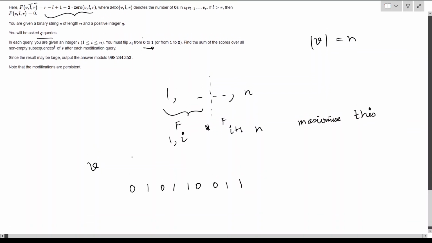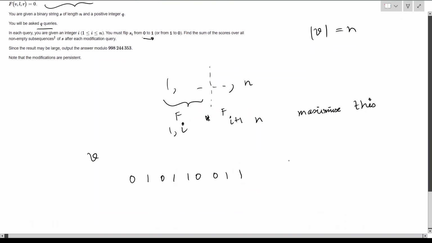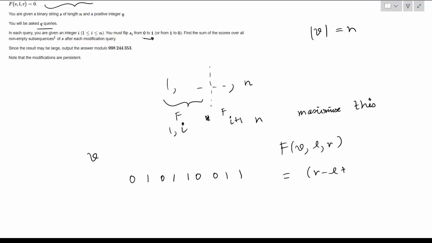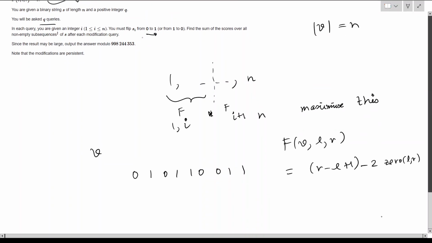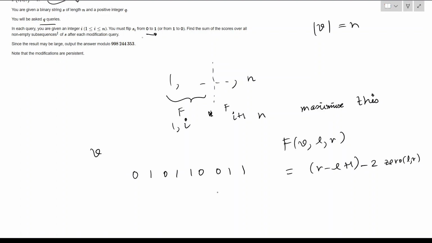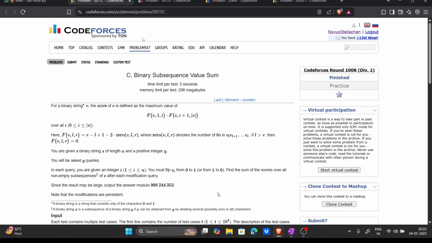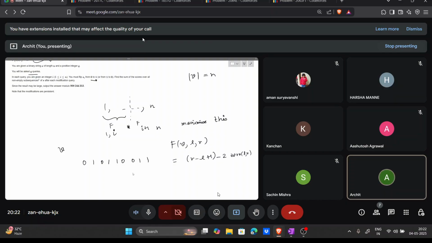Now, what is this strange quantity FVLR? That is telling us FVLR is simply, in fact, the length of the substring from L to R. That's R minus L plus 1. And we're subtracting from it 2 times the number of zeros present. So in some sense, the zeros are punished by -2 and the ones are simply rewarded by +1. Actually, everything is rewarded by +1. Yeah. So does anyone have any ideas on how we can better reinterpret this strange expression?